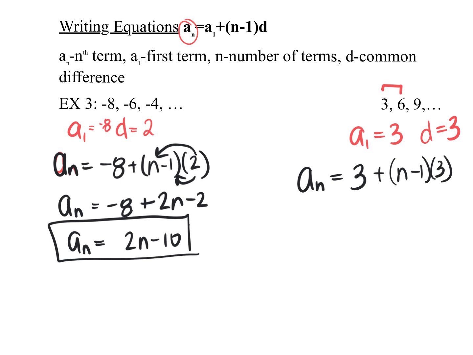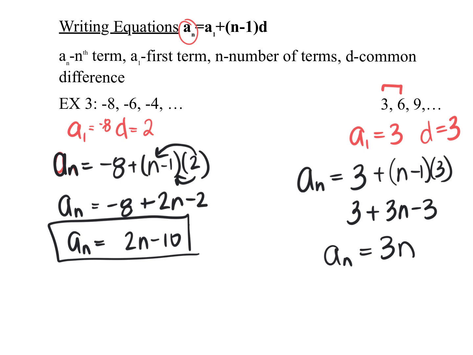Times 3. AN equals 3, plus n minus 1 times D. D is 3. And then I distribute: 3n minus 3. And 3 minus 3 is 0. So AN equals 3 times n.